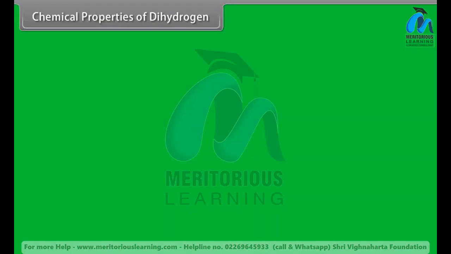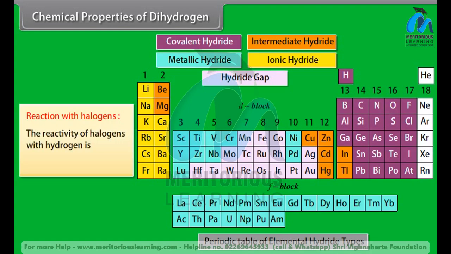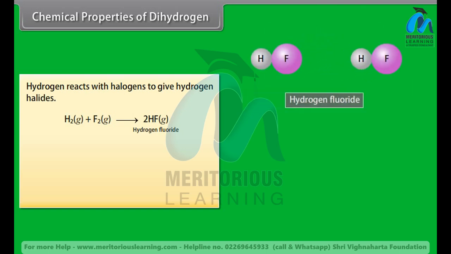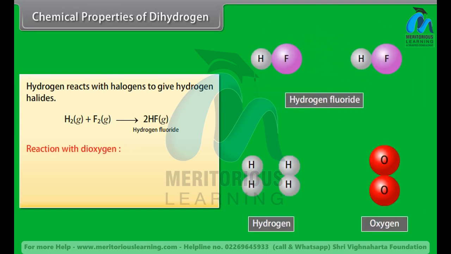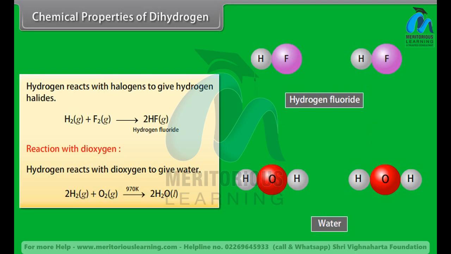Chemical properties of dihydrogen. Reaction with halogens. The reactivity of halogens with hydrogen is: fluorine greater than chlorine, greater than bromine, greater than iodine. Hydrogen reacts with halogens to give hydrogen halides. Reaction with dioxygen. Hydrogen reacts with dioxygen to give water.